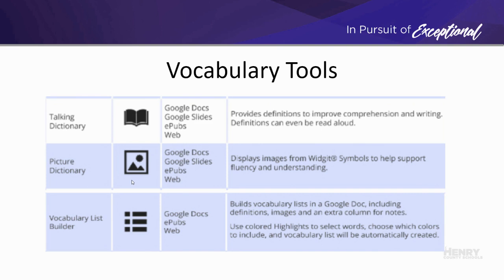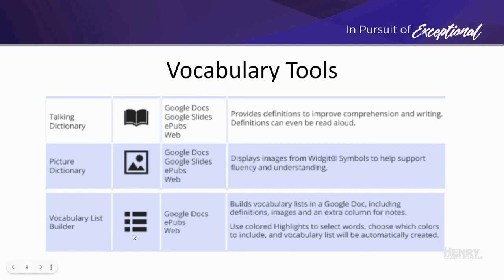There's a picture dictionary available so that if you're a visual learner and you need a visual representation of a word, if there is one available, then when you highlight the word and click on the picture dictionary, you're going to get a picture representation of that word.